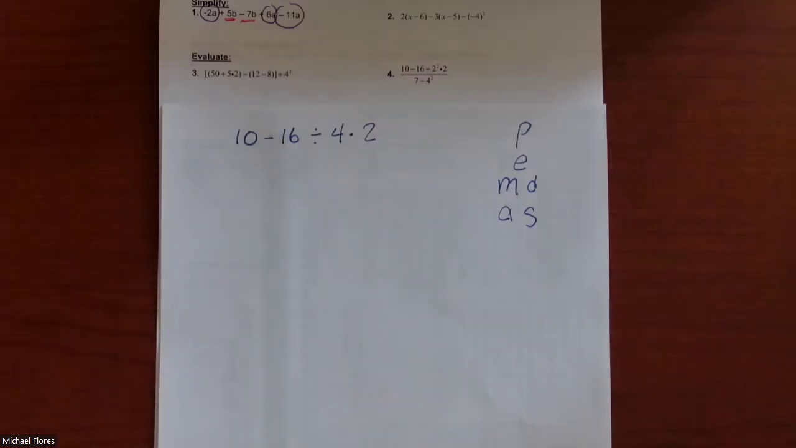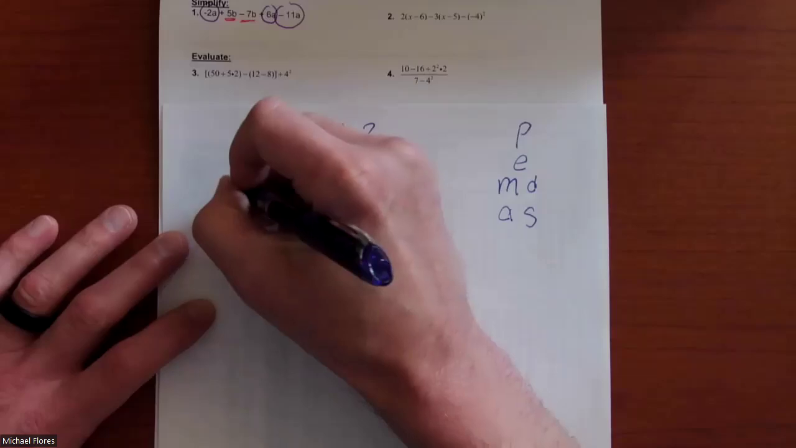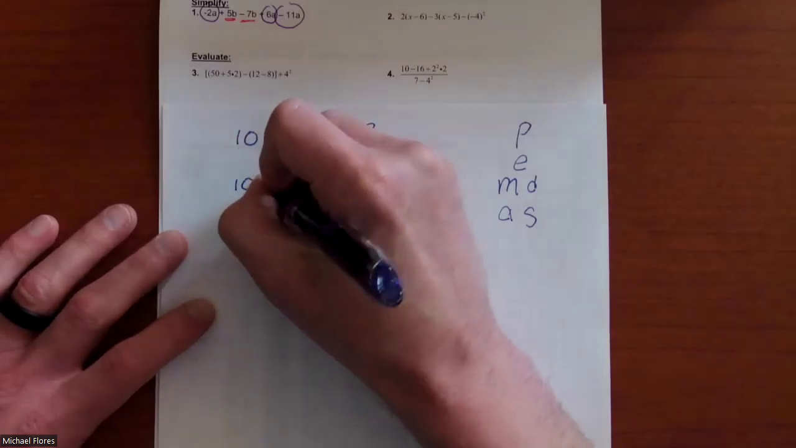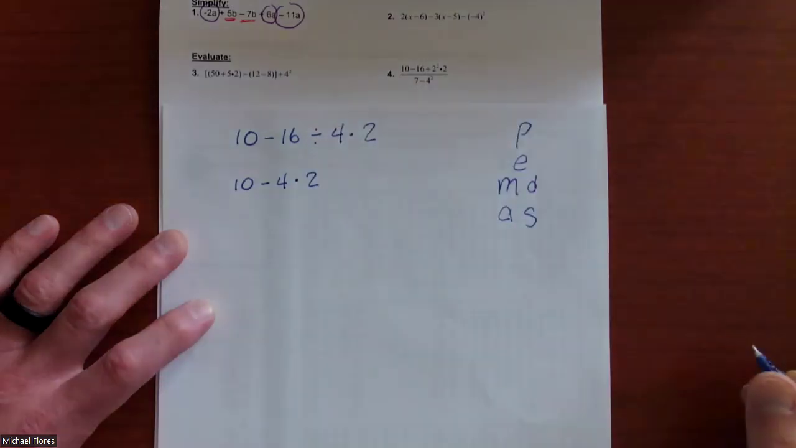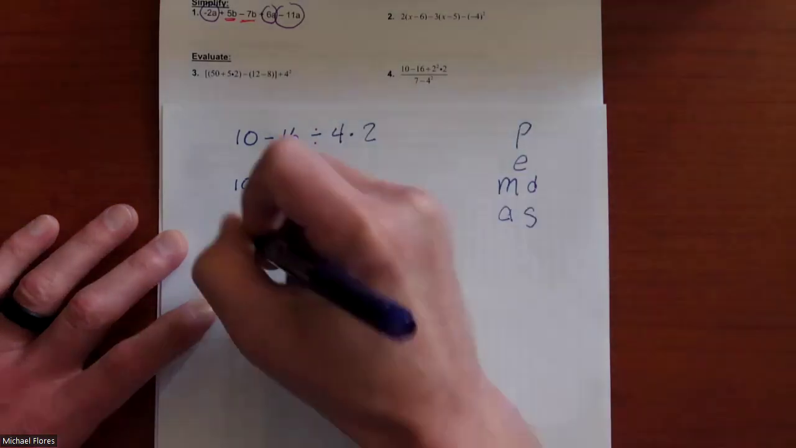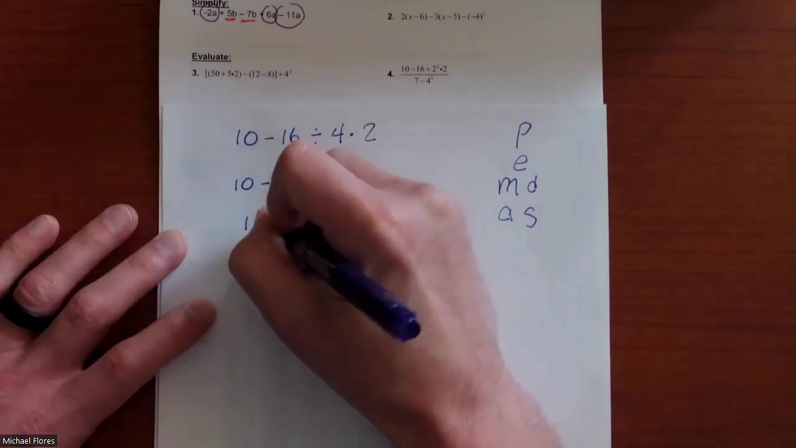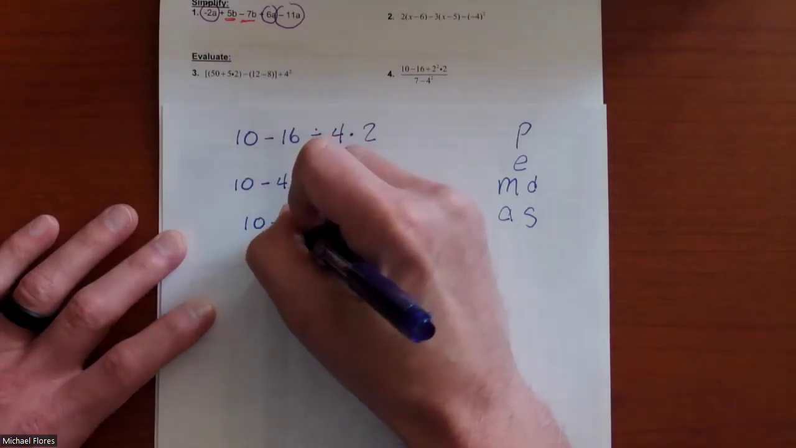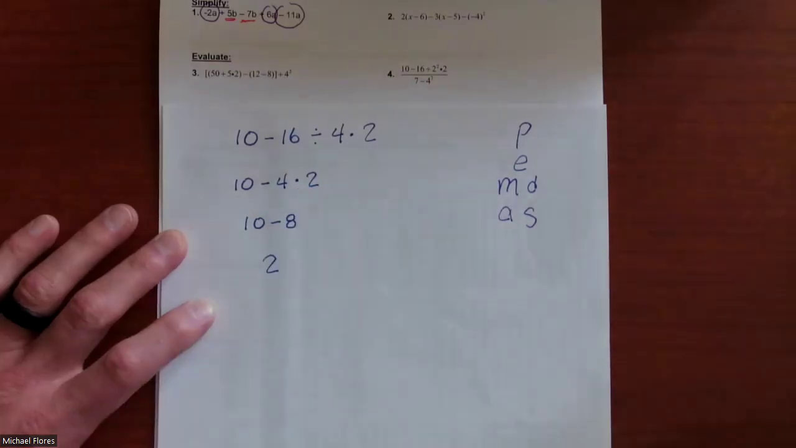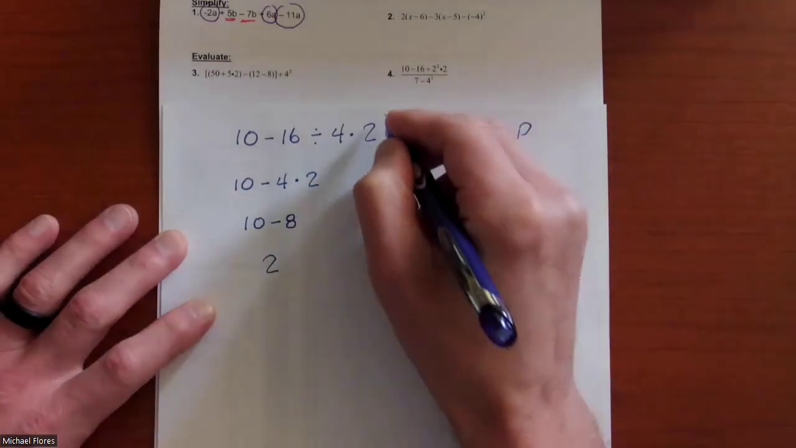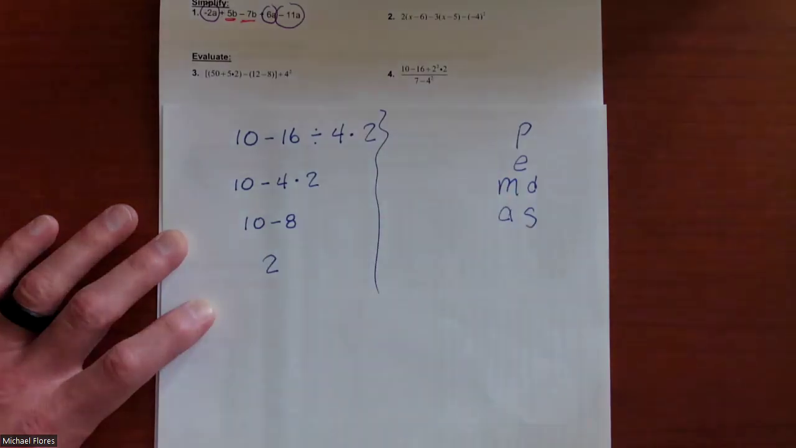So the first thing we're going to do is 16 divided by 4. 16 divided by 4 is 2. Now we're going to multiply the 4 and the 2. And 10 minus 8 is 2. So now we know that in the numerator goes 2.